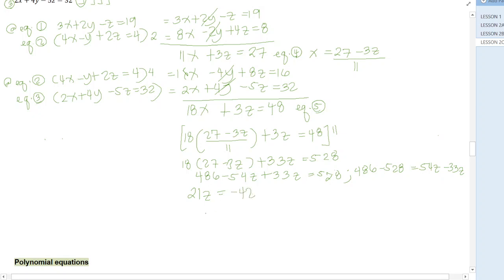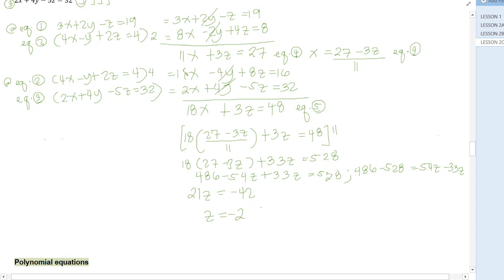So for the value of z, let us divide it by 21. Negative 42 divided by 21 is equal to negative 2. So for the value of z, that is equal to negative 2. So we substitute the value of z into x, in our new equation number 4.